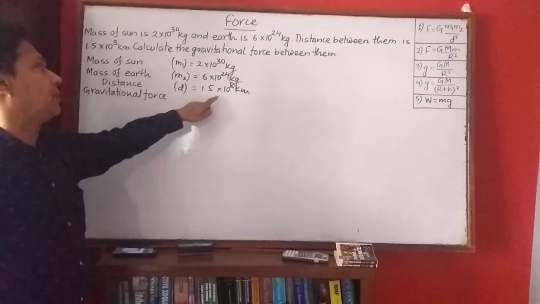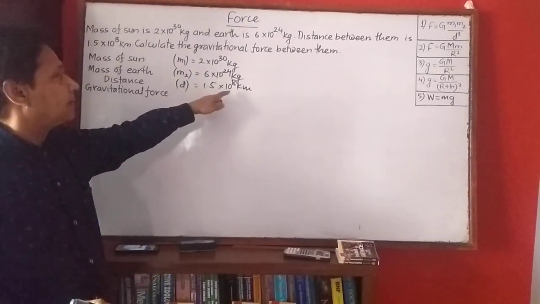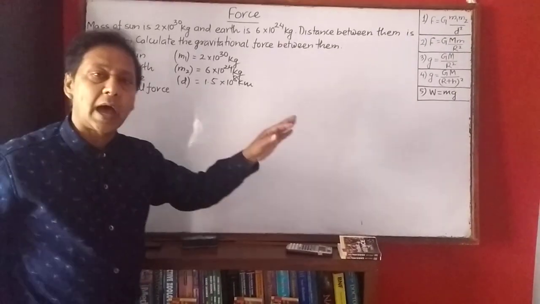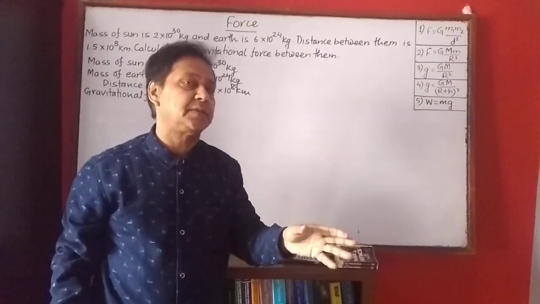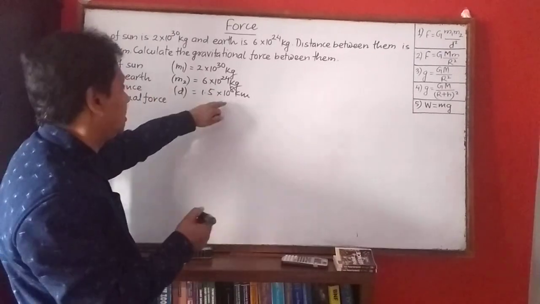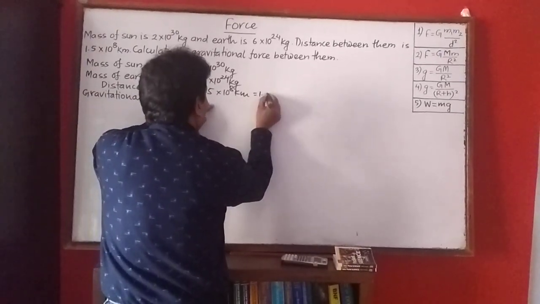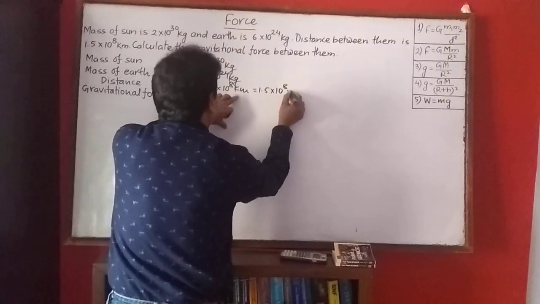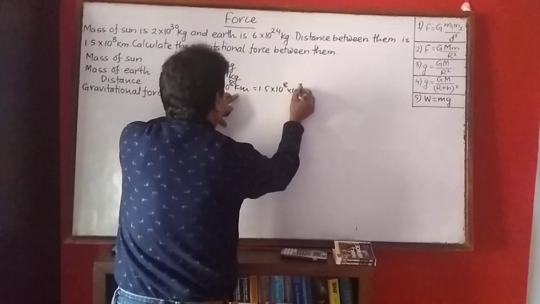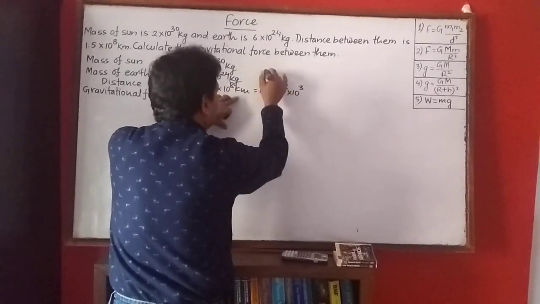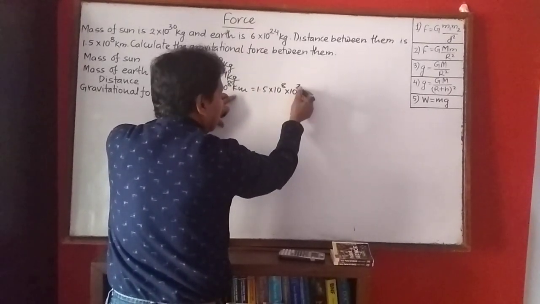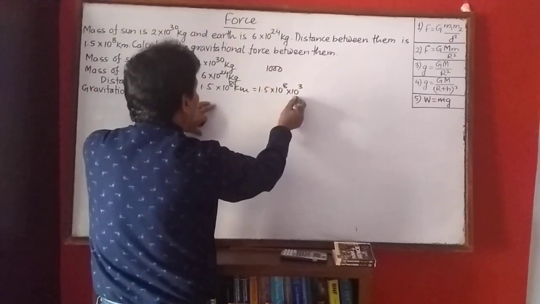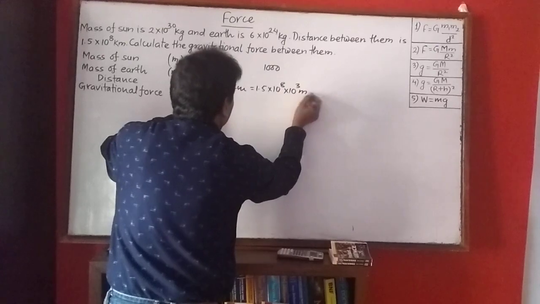Now in the meantime, I want to mention another matter here. This distance is given in kilometer, but we are using the SI system. In the SI system, distance should be in meter. That's why I want to convert it into meter. 1.5 into 10 to the power 8 kilometer can be converted into meter by multiplying it with 1000. 1000 means 10 to the power 3. 10 to the power 3 means 1 having 3 zeros. This way, it is multiplied by 10 to the power 3 and converted to meter.